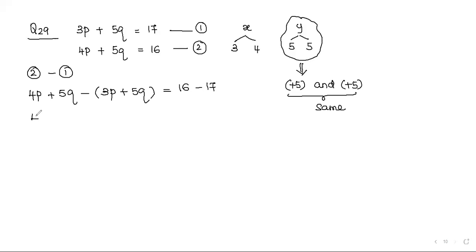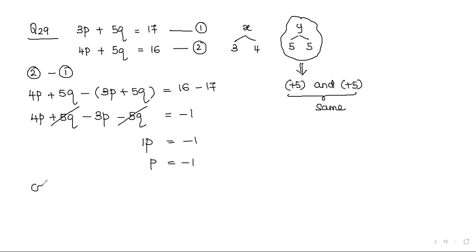Then we can solve the bracket: 4p plus 5q minus 3p minus 5q equal to negative 1, right? So you can see that the positive 5q and negative 5q cancel. 4p minus 3p is 1p. Normally we don't write it, but still here we write 1p is equal to negative 1. So p is equal to negative 1.